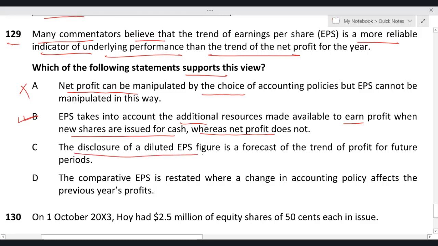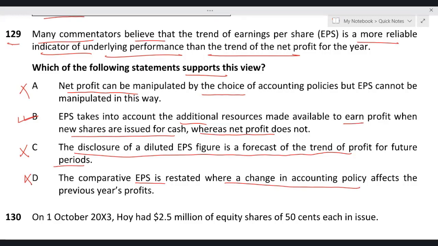The disclosure of diluted figure is a forecast of a trend of the profit for the future. No, there's no such thing. Calculating diluted EPS does not mean that you are giving us a trend of profit for the future. The comparative EPS is restated where a change in accounting policy affects. No. We actually restate the previous year EPS whenever there's a bonus issue, rights issue, even one of them or both of them.